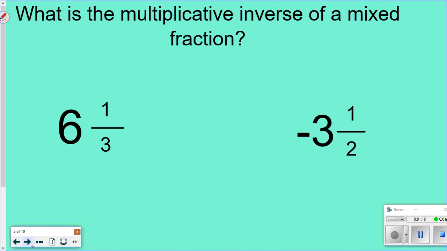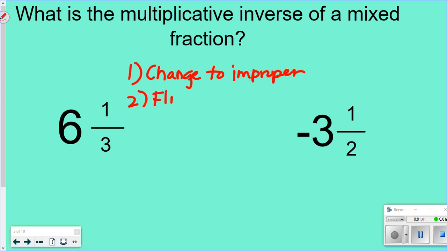Now, a few things we need to do before we start is to find the multiplicative inverse of some of these, because if we don't know how to do that, we can't divide. So the first thing to find the multiplicative inverse, if you have a mixed fraction, the first thing you have to do is change to an improper fraction. And then you can flip. So this is if you have a mixed number.